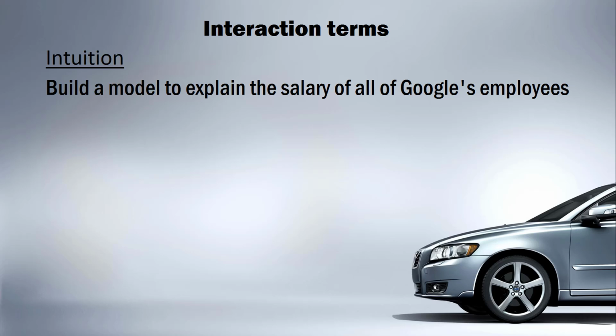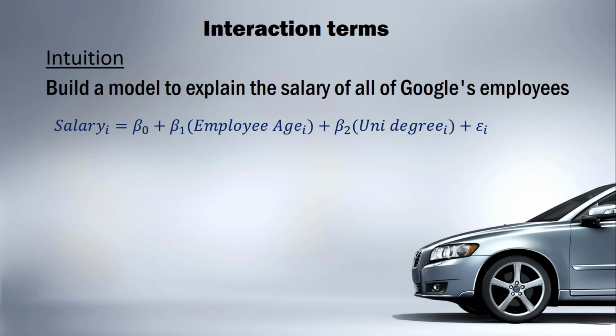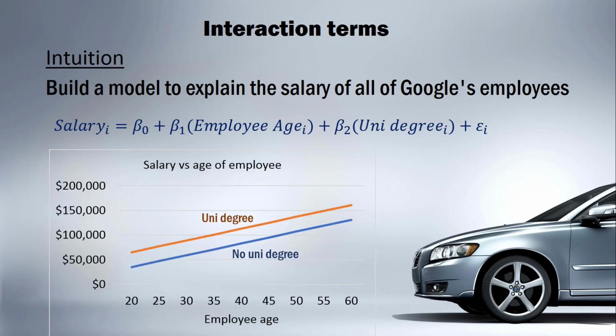Let's say we want to build a model to explain the salary of all of Google's employees. And let's also presume that we're going to use the employee's age as one of the variables to explain salary. And we're also going to use uni degree as another variable to explain salary. Now, the employee's age is a numerical variable, but this uni degree variable is a binary categorical variable. So it will equal 1 if the employee has a uni degree, and it'll equal 0 if the employee does not have a uni degree. So our presumption here is that, of course, as the employee gets a bit older, one would think that the salary might go up.